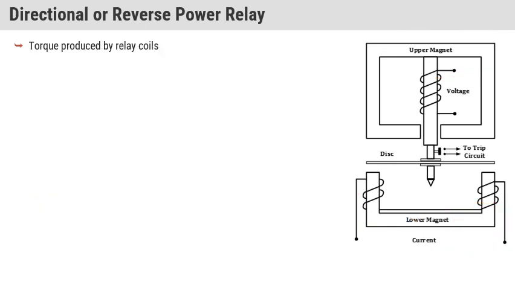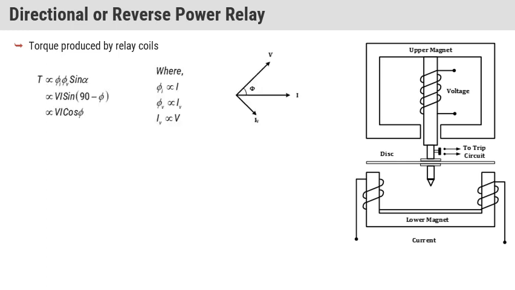This is the formula for torque produced by the relay coil. T is proportional to phi_I and phi_V sine alpha, where instead of alpha we can write 90 minus phi. If we convert it into cos, then we have VI cos phi. So torque is proportional to voltage, current, and the angle between the current and voltage.